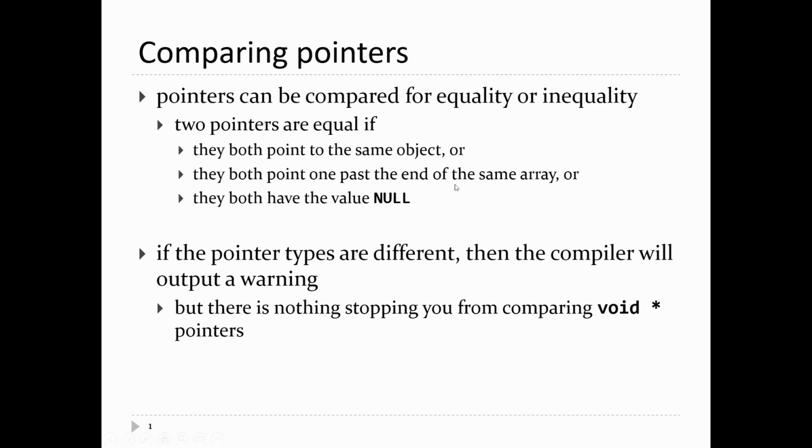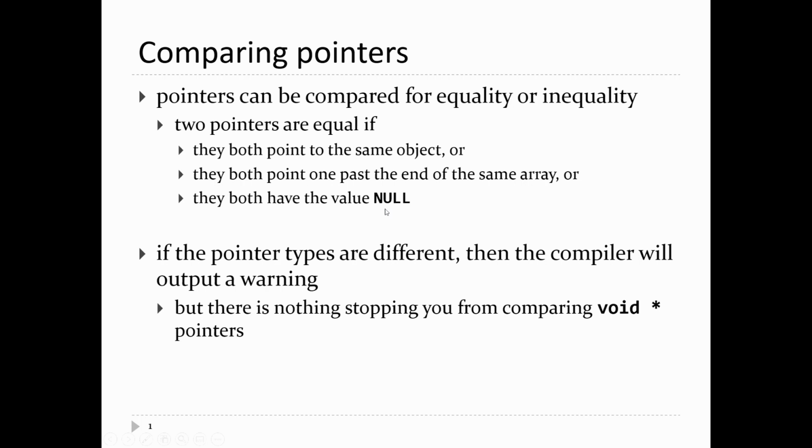Now, one of the weird things in C is that you're allowed to have a pointer that points to the element one past the end of an array. So if you have an array of length 3, you can take a pointer to the start of the array and add 3 to it to get to the position after the array. The language guarantees that that pointer exists. It doesn't mean you can dereference it, just that the pointer exists, and I'll show you why in a moment. So if two pointers point one past the end of the same array, then they're also equal.